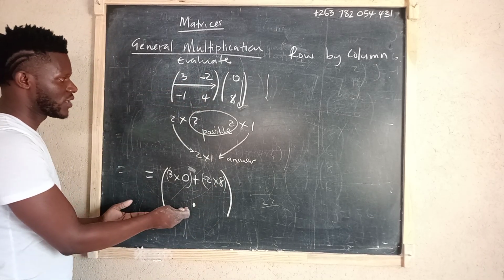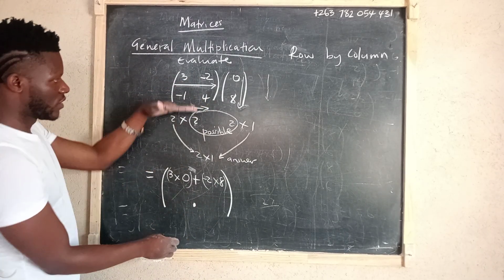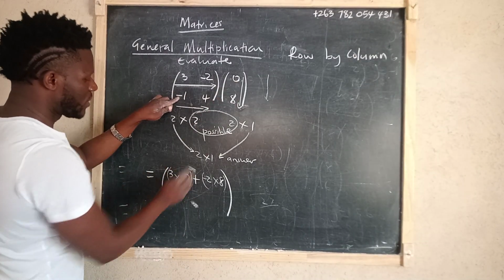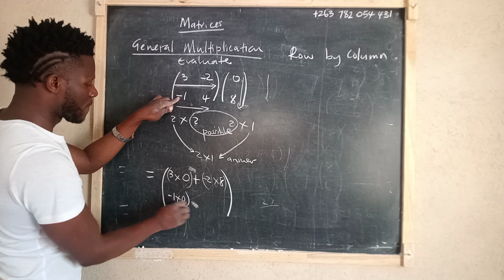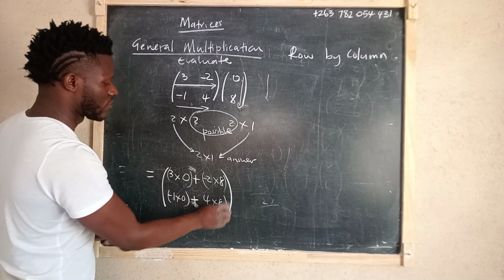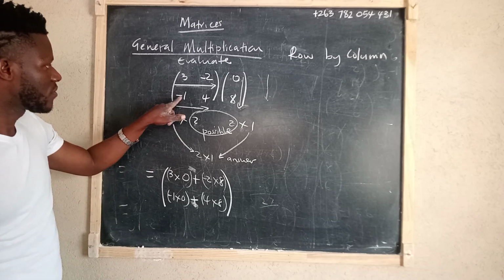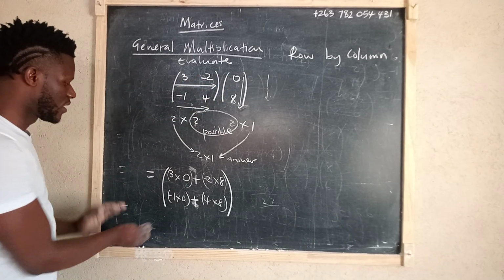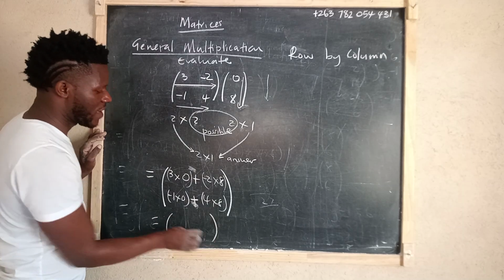Then the last one, I'm using the second row because the answer is on the second row. Minus 1 times 0 plus 4 times 8. Confirmation: minus 1 times 0, 4 times 8. Correct. Then I'll proceed to multiply.